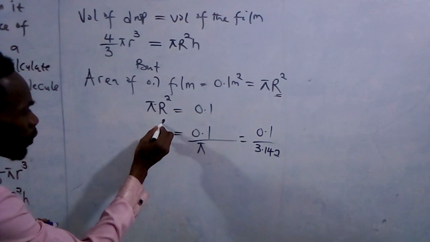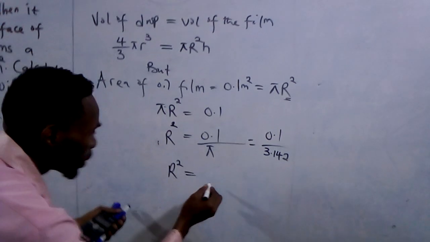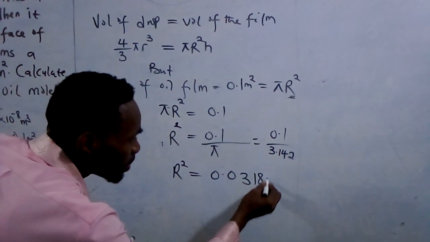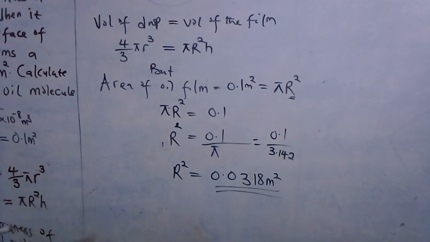So the value of our r squared will be equal to 0.0318 meter squared. Now we've gotten the value of r squared. Let's go over to get the value of small r cube.